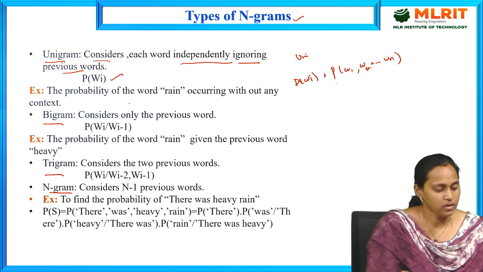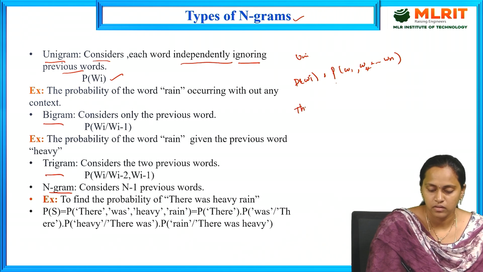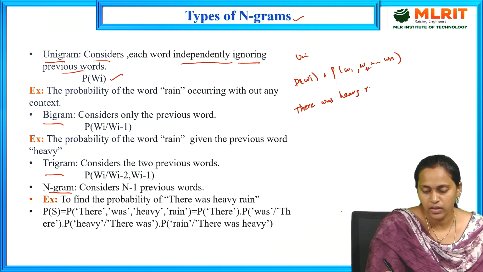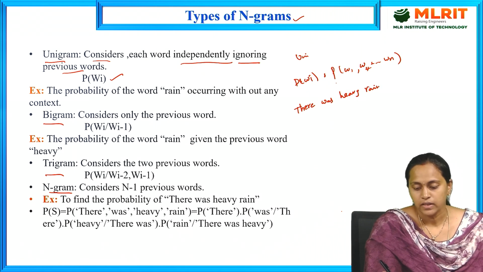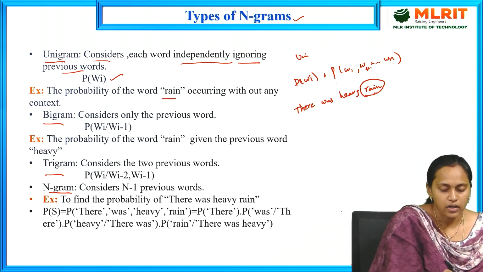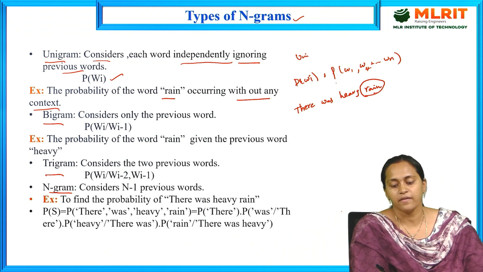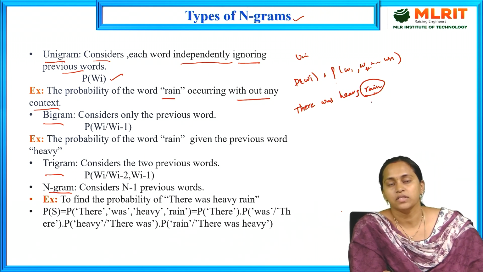Take an example sentence: there was heavy rain. Here the probability of what? That means the probability of rain occurring without any context. Here we are taking only a single word. That means this is the unigram.